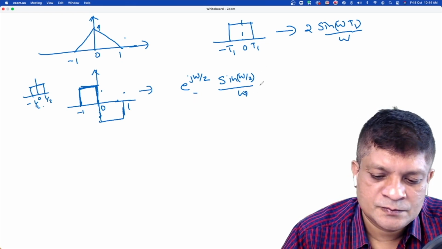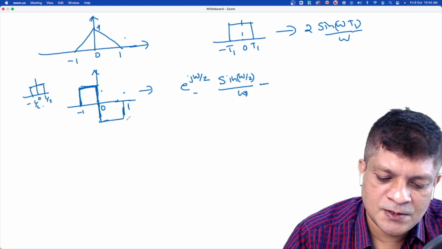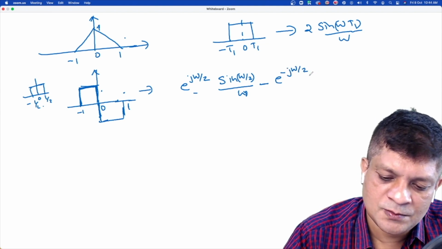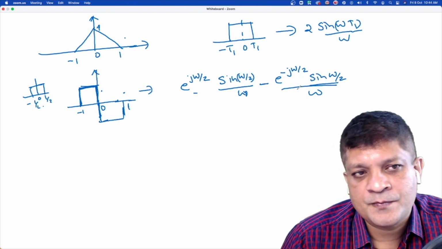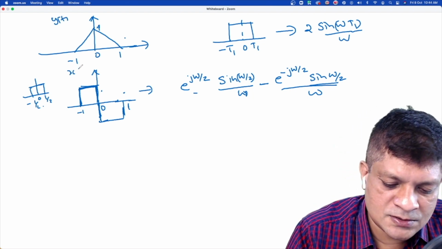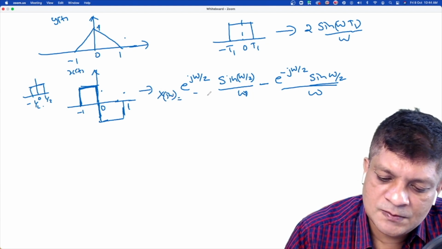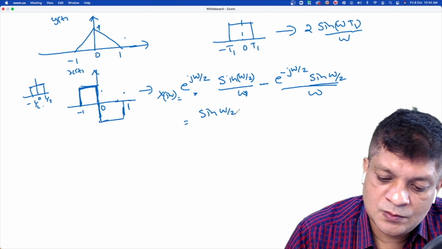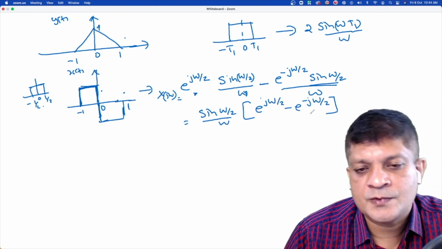Then, what about this? There is a minus sign. Shift right by 1 by 2. So it is e to the power minus jω/2 into sin(ω/2) by ω/2, isn't it? Okay, now let us say this is y(t) and this is x(t). So this is X(jω). Can we simplify this? Is it sin(ω/2) by ω into e to the power jω/2 minus e to the power minus jω/2, isn't it?